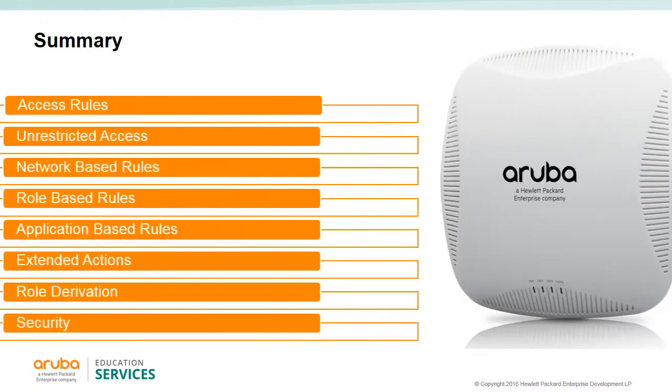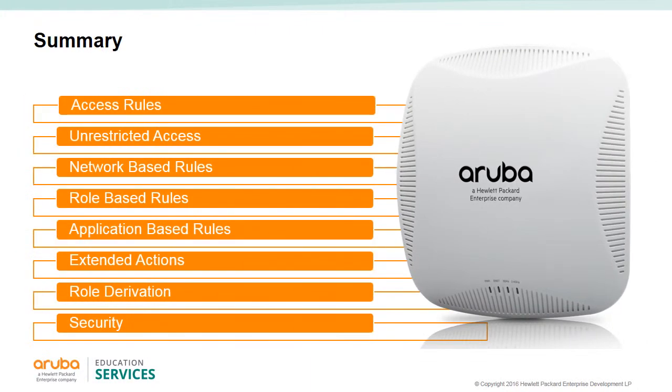In this module, we saw the access rules. We saw the difference between unrestricted access, network-based rules, and role-based rules. We also saw application-based rules. We saw the extended actions that can be added. We saw how role derivation can happen from servers and the advantage of ClearPass servers. We also looked at the security, where firewall rules for voice uplinks can be set.